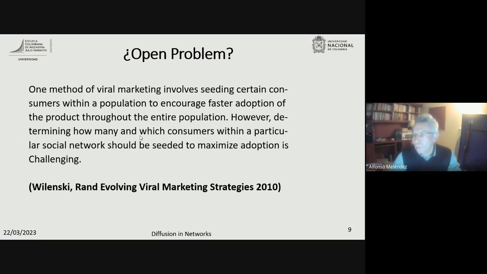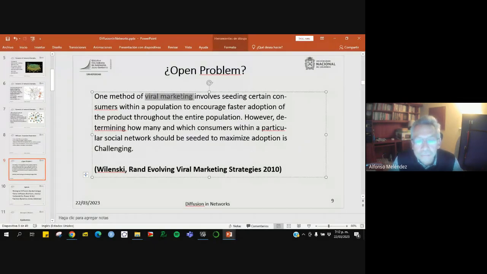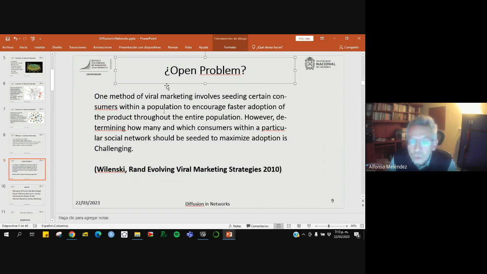Okay, I'm going to tell you about an open problem. It's a very interesting problem. It's a problem that several researchers are investigating. For example, viral marketing. It's a very important topic today. How to design marketing strategies so that your products have a lot of sales and you gain money, for example, or you gain prestige. One method of viral marketing involves seeding certain consumers within a population to encourage faster adoption of the product throughout the entire population.